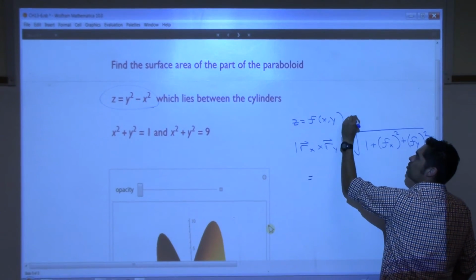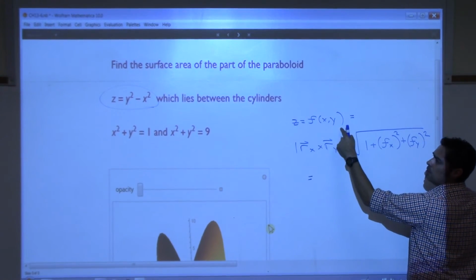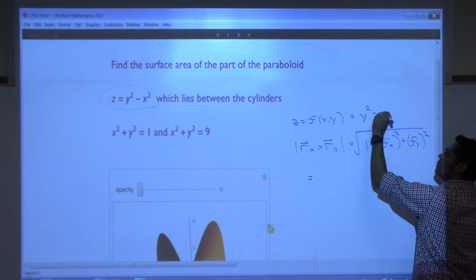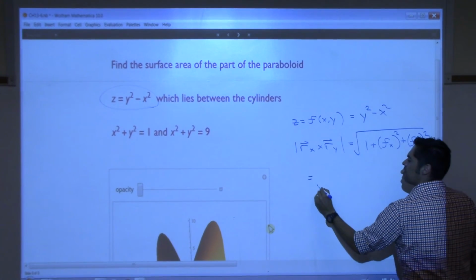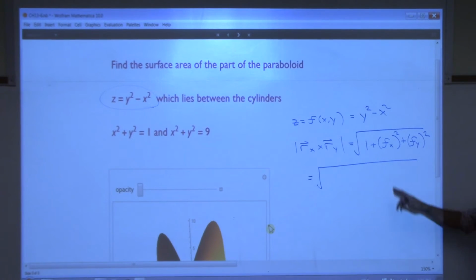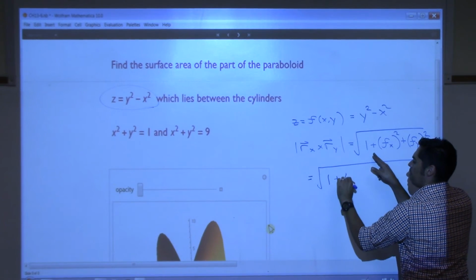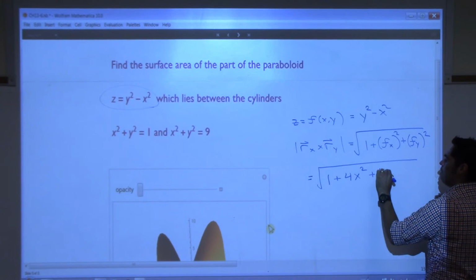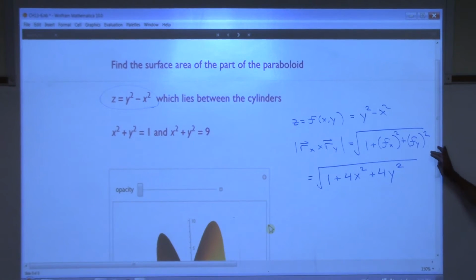I should have written what the function is. What is the function? Sorry. Y squared minus x squared. So this should just turn into square root of 1 plus 4x squared plus 4y squared, right? That's what the partials are.